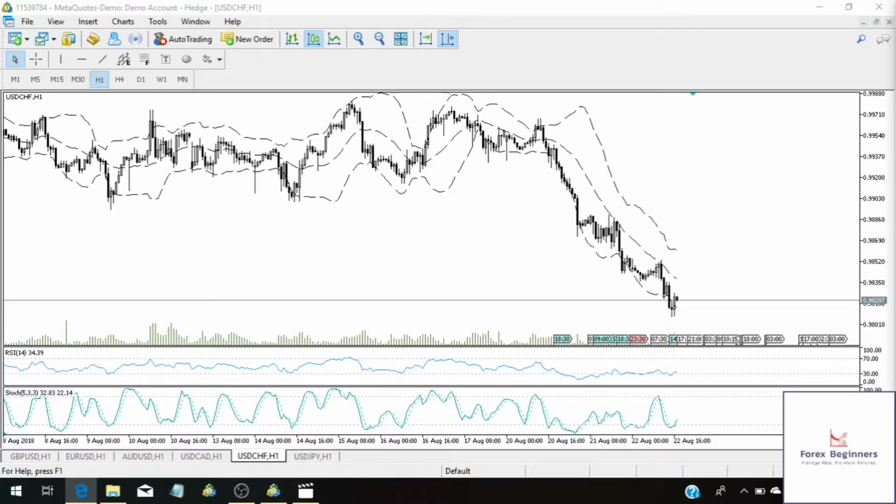So as you can see, we have three bands on this chart. You have an upper, lower, and middle band. It's important to remember that the price tends to gravitate towards that middle band.